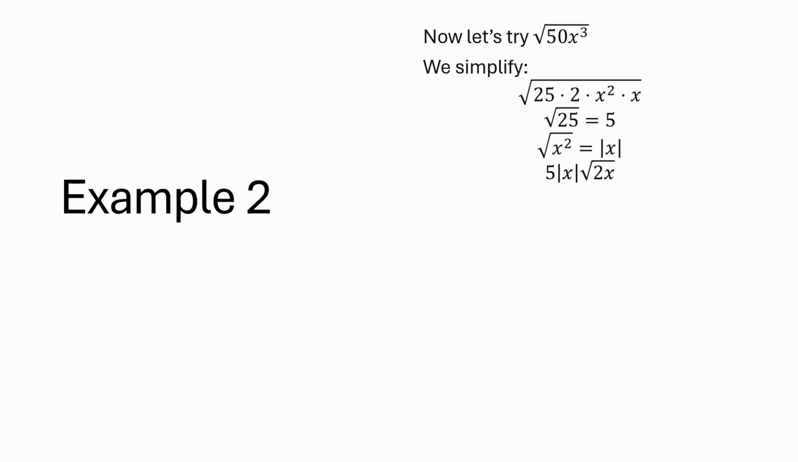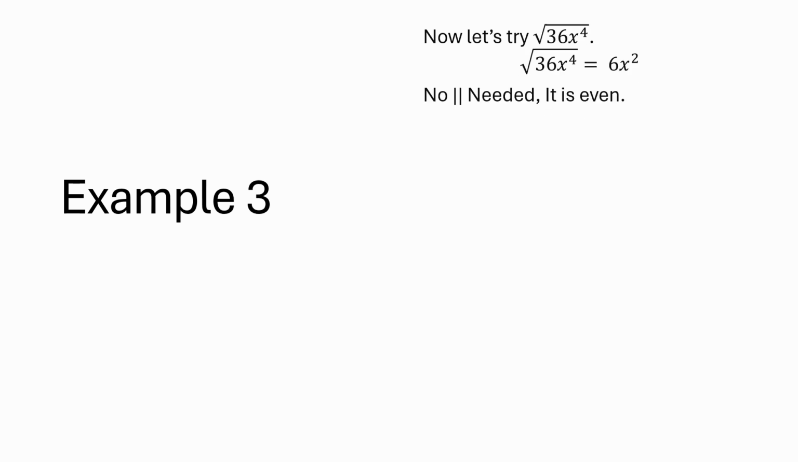Now we are down to our second example. Let's try the square root of 50x cubed. We simplify it first: square root of 25 times 2 times x to the power of 2 times x. First, we simplify the square root of 25, which equals 5. The square root of x to the power of 2 equals x with the absolute value. It is a singular x, alone with no power, so it would still be with absolute value. Because x, just stranded alone as a negative, would still be a negative, right? And then we would have the answer 5 absolute value of x with a square root of 2x.